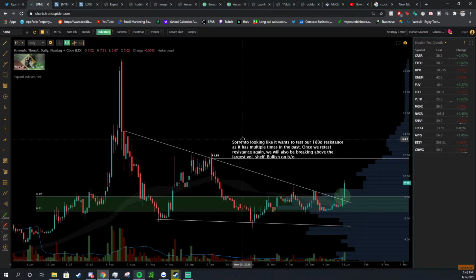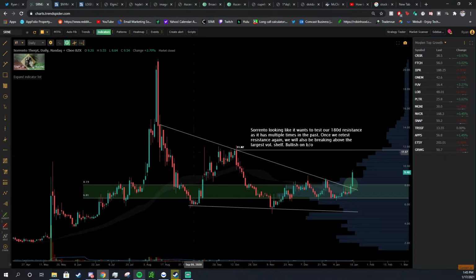I'm not familiar with their product too much, but I do like that we've got this 6-month consolidation since August. We have a previous peak at 21.20, and we're trading more than 50% under that. Lots of upside potential here. I think with the way that small caps are running, this is definitely something to watch going into next week.